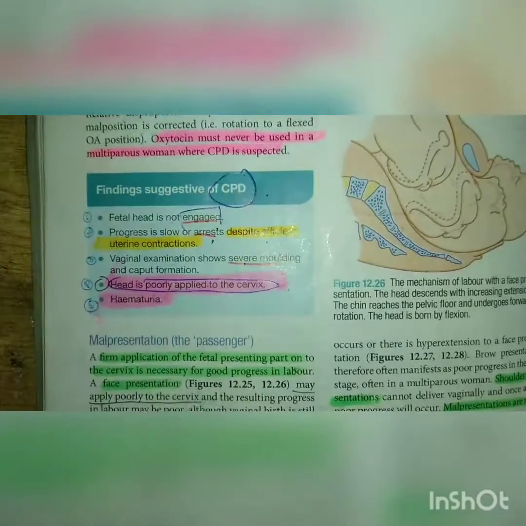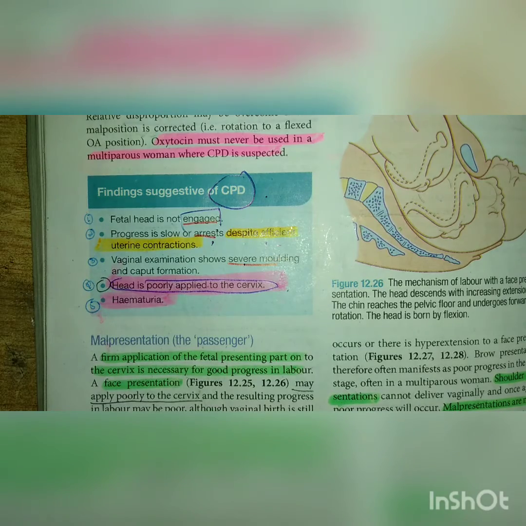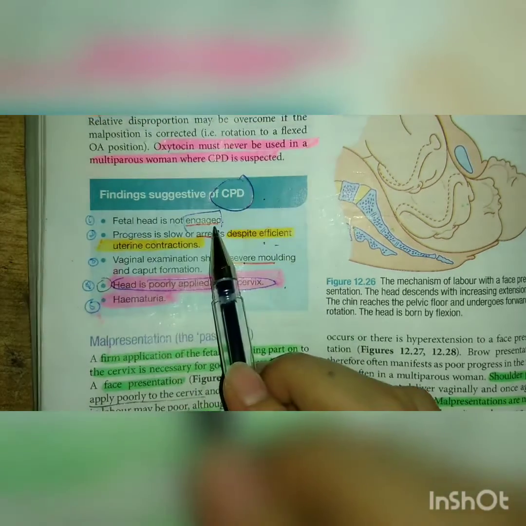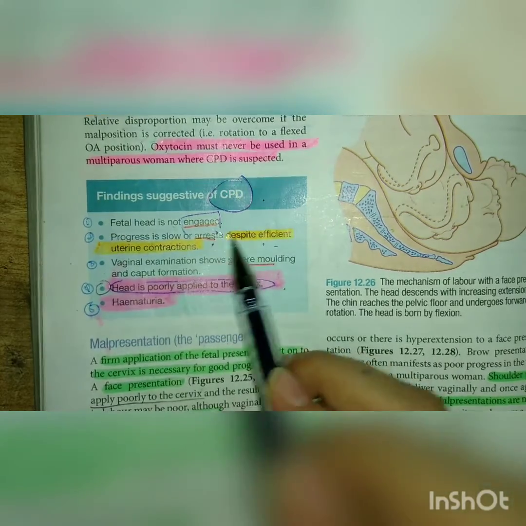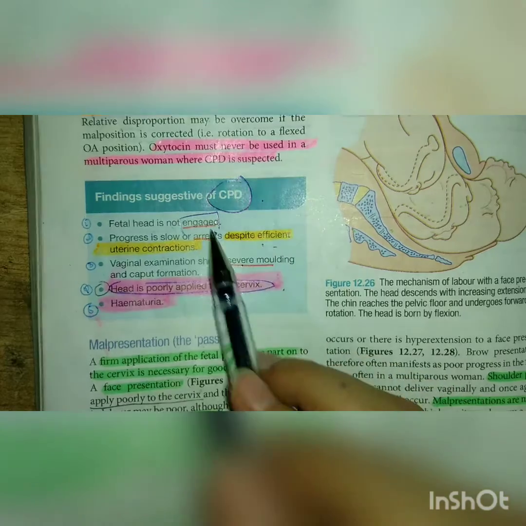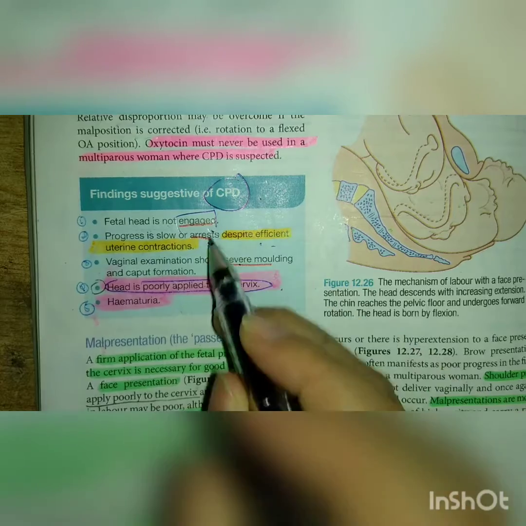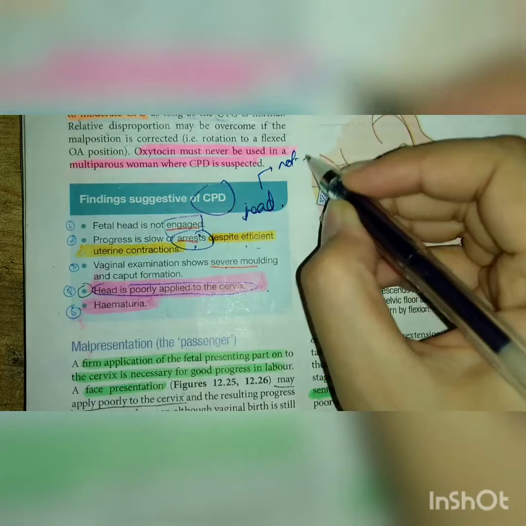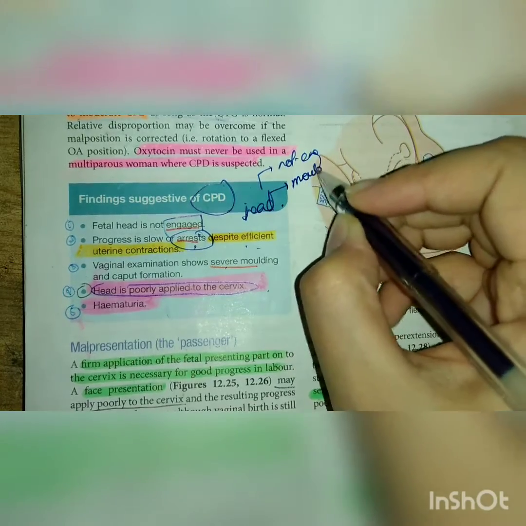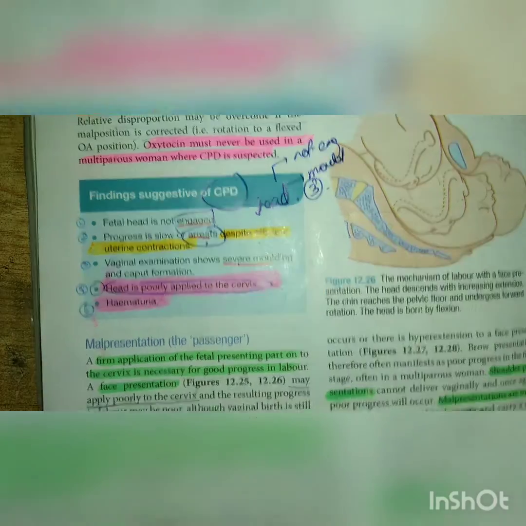Now, if there is hematuria, why will there be hematuria? Because of bleeding, and any trauma to the baby will cause hematuria in the mother. So when the head is not being engaged, is severely molded, there is cephalohematoma or caput succedaneum being formed, and hematuria, these are the two things with the head: not engaged and severely molded. Always remember grade 3. And also remember that progress will be slow despite adequate contraction.